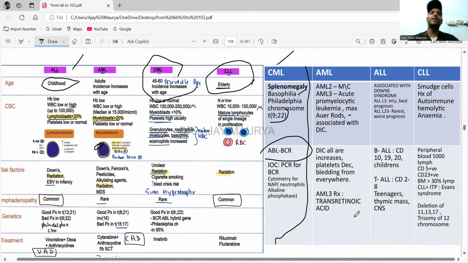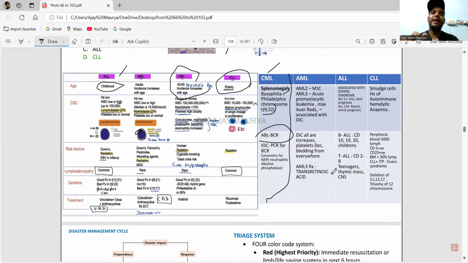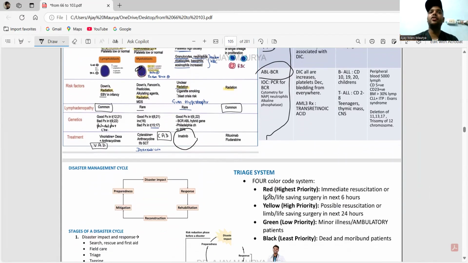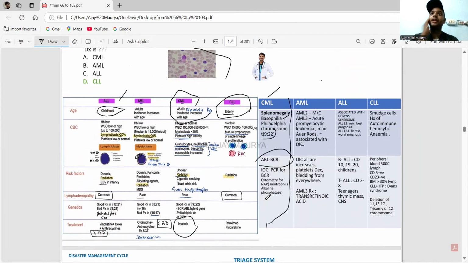Most common in childhood. It is associated with what syndrome? Associated with Down syndrome. Important. That's it for small cell CLL. At least remember this, and remember the treatment for CML is imatinib. Imatinib is also used for GIST. That's it from the leukemias. That's what they are going to focus on more. You have to read that one.